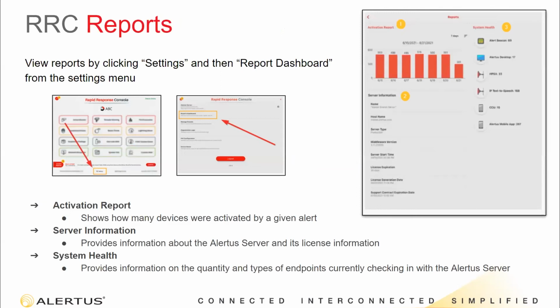You will also be able to find some simple reports on the RRC, including an activation report where you can view activations of the alerted system over custom time ranges. Selecting on individual bars will give you information on each activation. The server information report provides information about the alerted server and its license information. And the system health report provides information on the quantity and types of endpoints currently checking into your alerted server. You'll be able to select the device type to get more information regarding that at your organization.